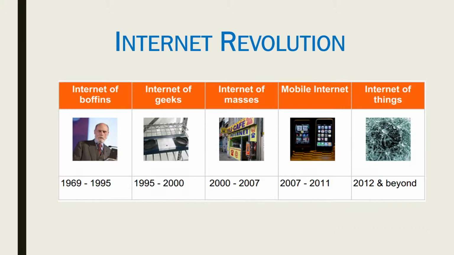So, Internet revolution. Before talking about Internet of Things, we have to talk about Internet itself. What is Internet and its history? Internet can be divided into these five eras. These eras are different milestones in the development of Internet, and the last one you can see is Internet of Things. The first one is Internet of Boffins.